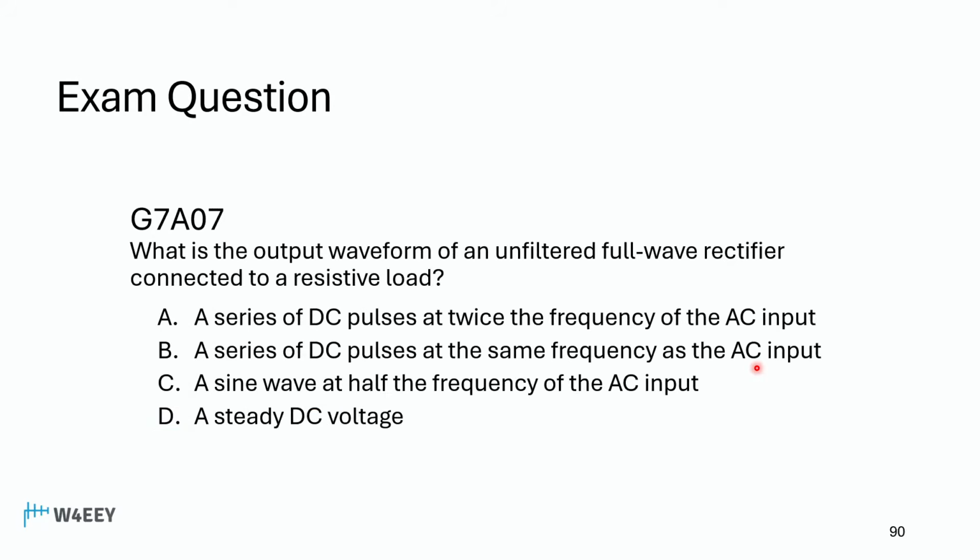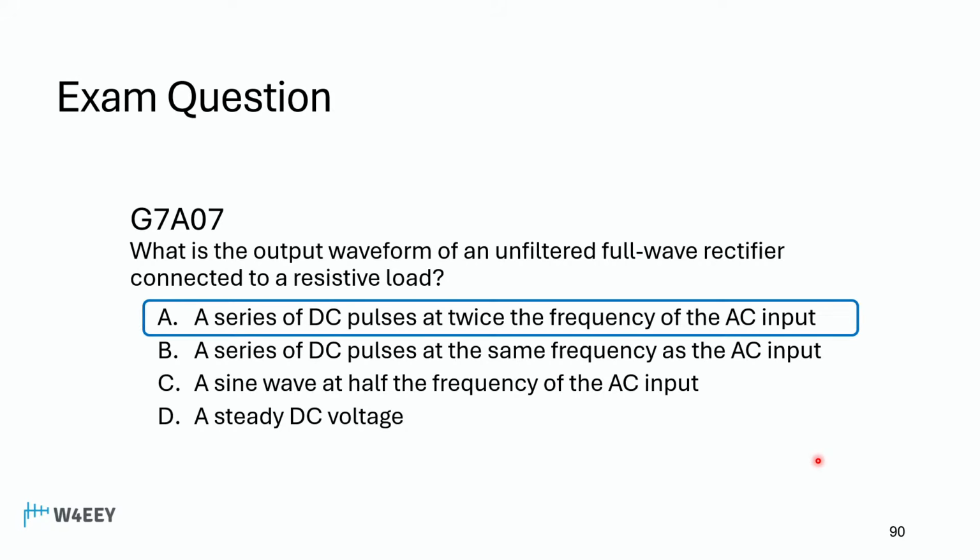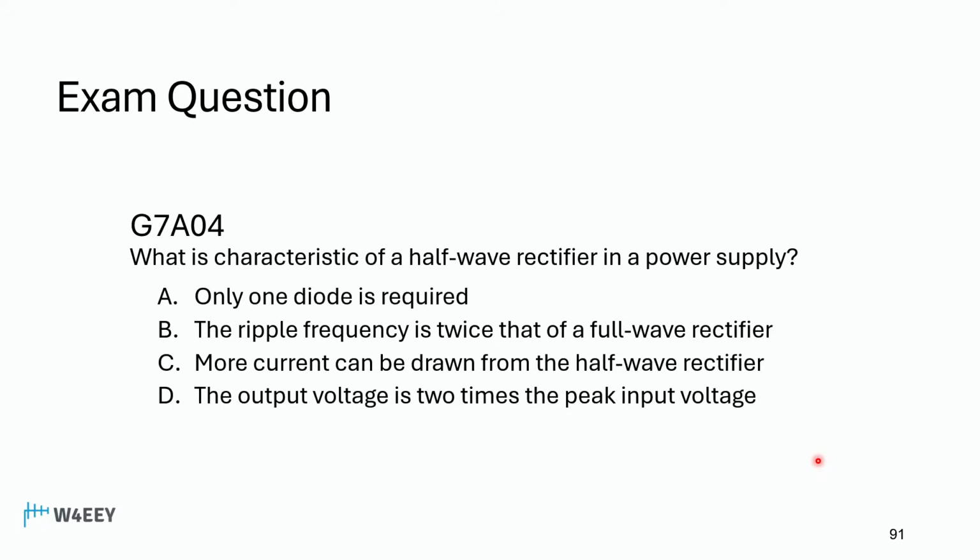What is the output waveform of an unfiltered full-wave rectifier connected to a resistive load? Alpha. It is alpha. A series of DC pulses at twice the frequency of the AC input. So we're putting little humps between the humps. You like my technical language here?